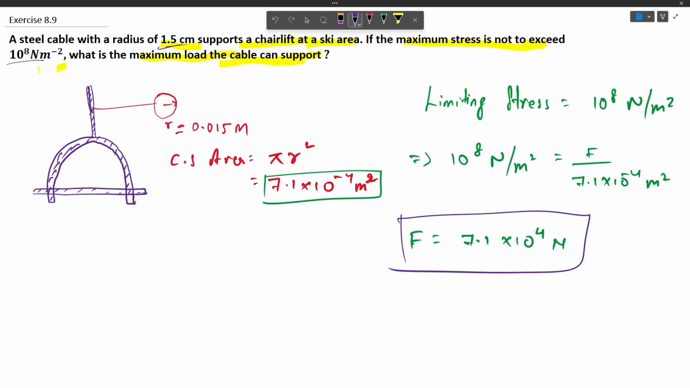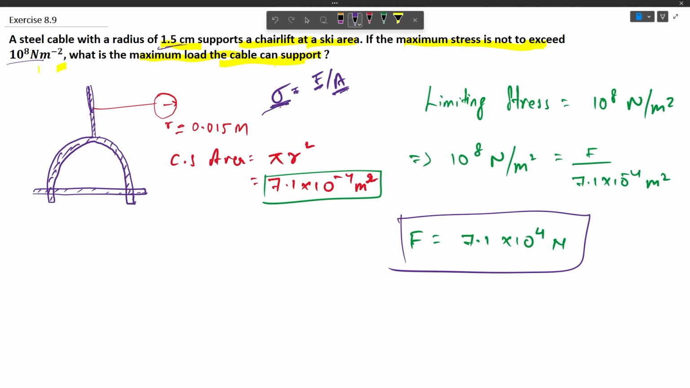So we know that stress can be related with the load as sigma is equal to force divided by cross sectional area. Now here force is the load and A is the cross sectional area. Here given that it is a circular cross section, so the area can be calculated as pi r square, and force we have to calculate, and here sigma, the limiting stress, is given.